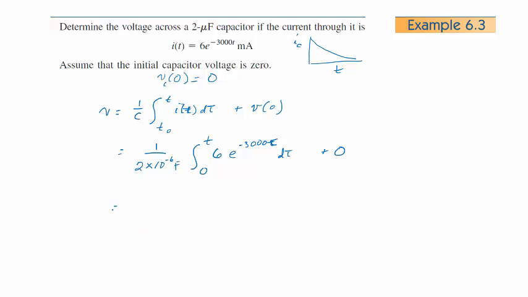You just do the math, integrating e to the minus 3000 t. The integral of that is 1 over negative 3000 e to the minus 3. Whoops, messed that up. Sorry.